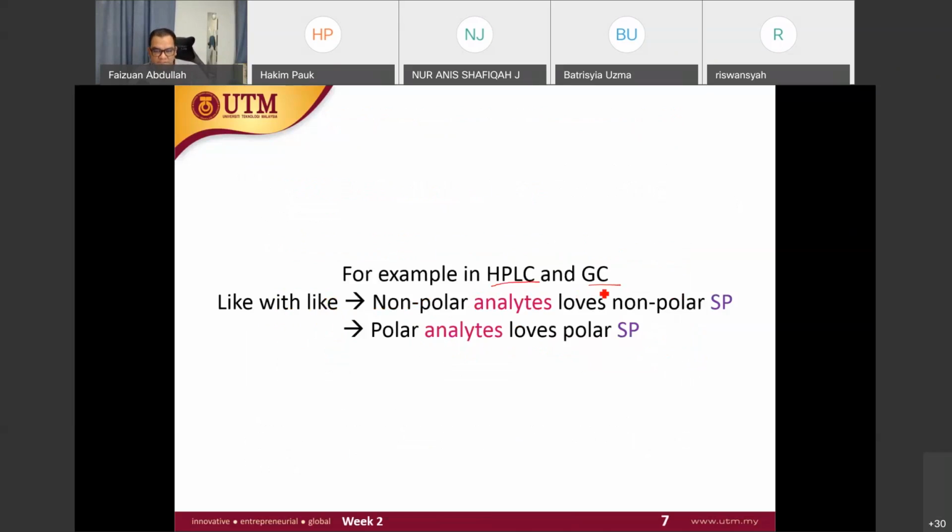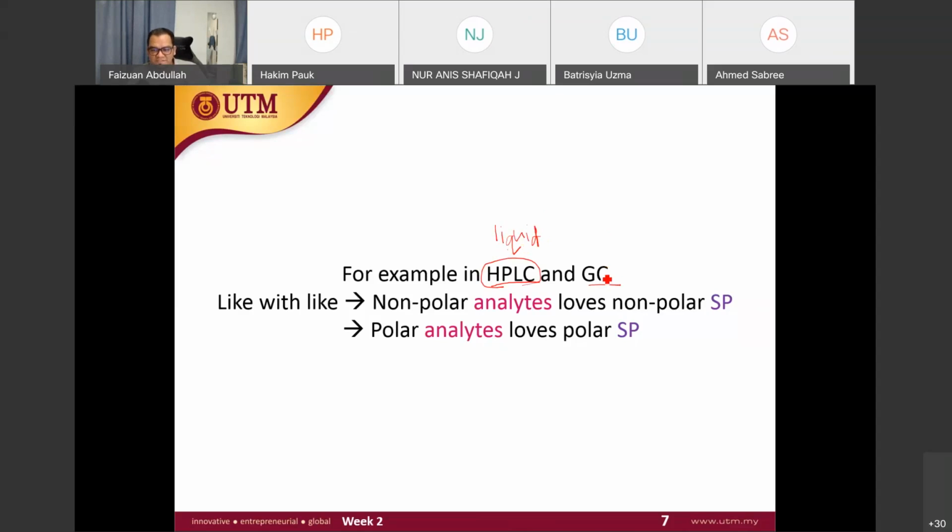So what is HPLC? High performance liquid chromatography. Then what is GC? Gas chromatography. So what kind of analyte is analyzed using HPLC? What phase of analyte? The answer is in the name. Liquid. Liquid, right?